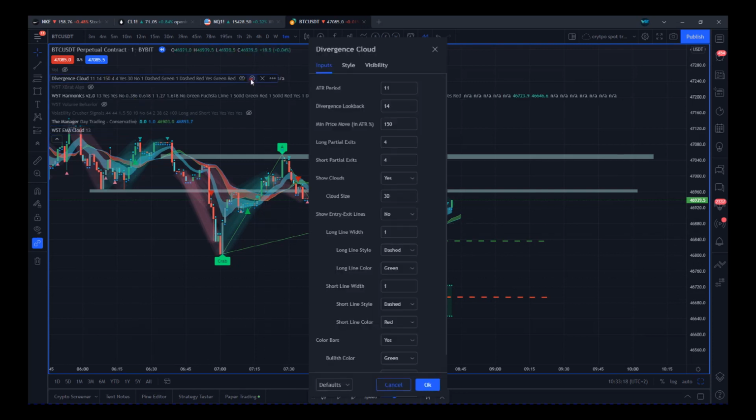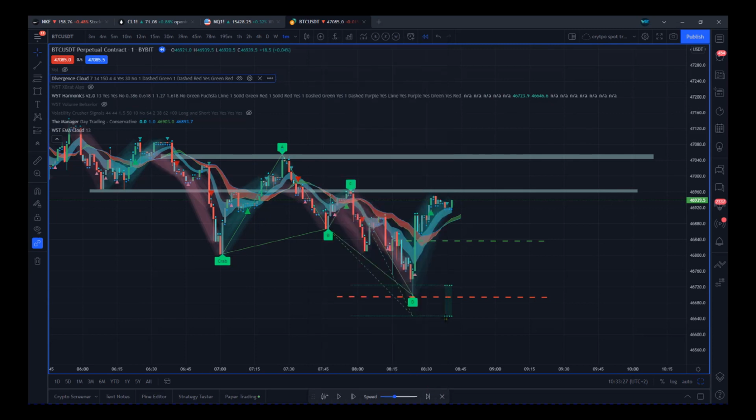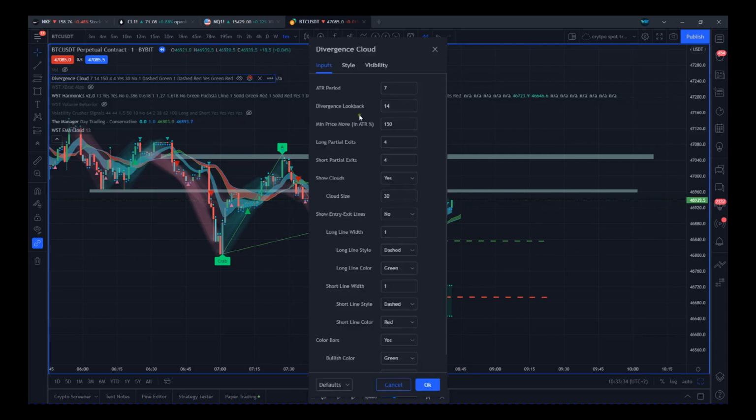So if we go into the settings here, ATR period 11, we want to change that to maybe 7. Okay, more aggressive. You see how the triangle just comes back a little bit more aggressive there, and again we're on the 1 minute. You could always change that to 5.